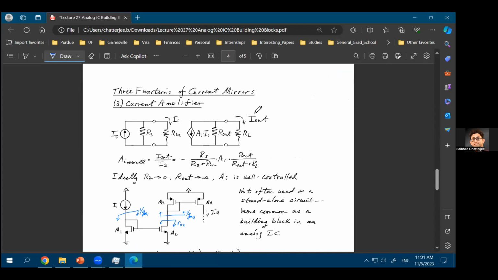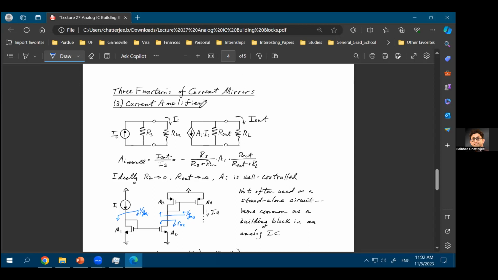MOSFETs do not generally work as a current amplifier in the strict sense, so you cannot have the common source, common gate, or common drain stage work as a current amplifier. Because if you are providing the input at the gate, there is no current flowing into the gate, so you have no input current. If you are providing your input at the source, the same current flows into the drain and the source. So again, you do not have any amplification for common gate, common source, or common drain configuration.